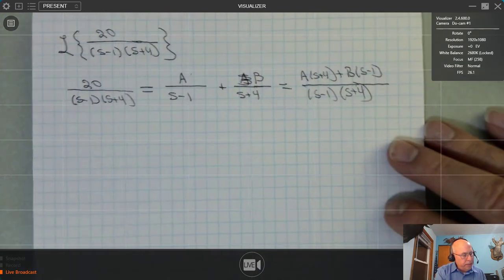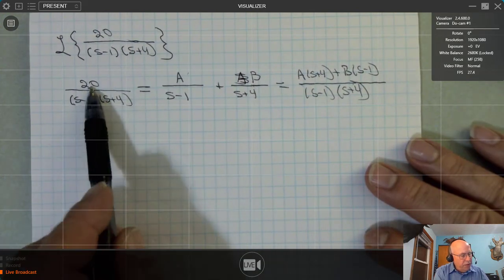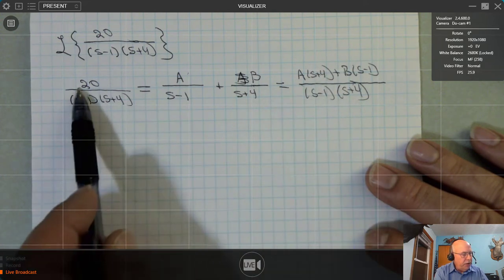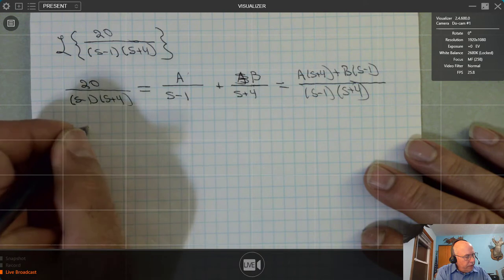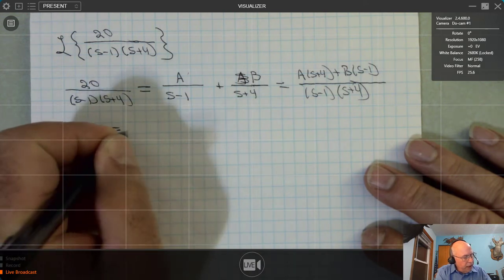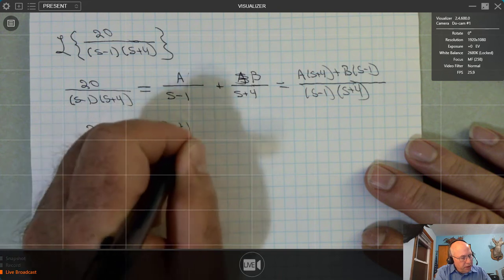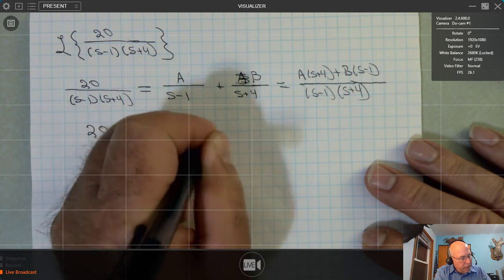Now, these two fractions are equal and they have the same denominator, so they must have the same numerator. Therefore, 20 is equal to a times s plus 4 plus b times s minus 1.